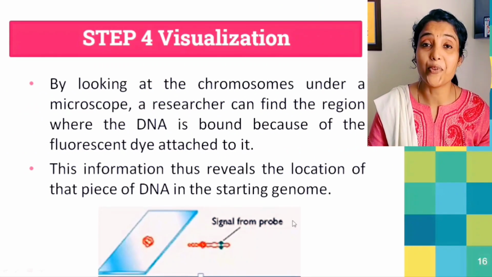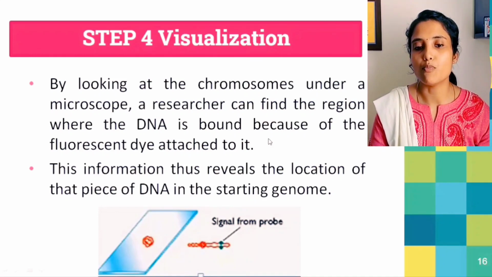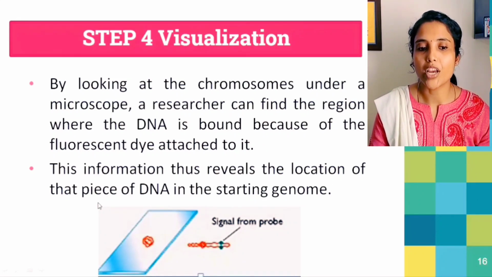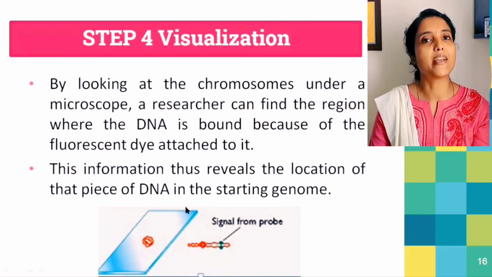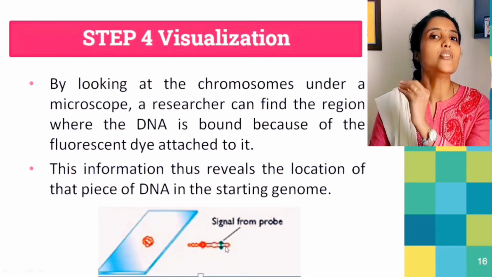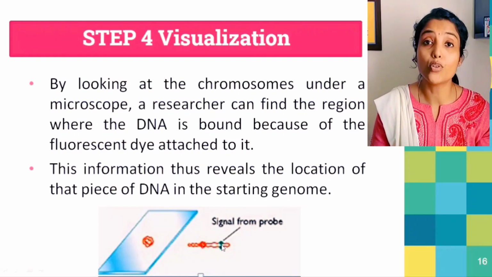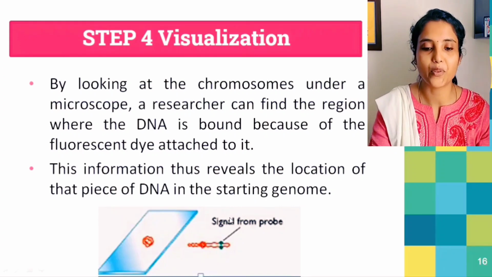So after hybridization, we have to visualize it. By looking at the chromosomes under a microscope, a researcher can find the region where the DNA is bound because of the fluorescent dye that is attached to it. This information reveals the location of that piece of DNA in the starting genome. For example, after the hybridization has been done, if you observe this slide under a fluorescent microscope, you will see the fluorescence wherever your target DNA has hybridized with the fluorescent probe. You can see over here the signal from the probe. This is where your probe has gone and attached.